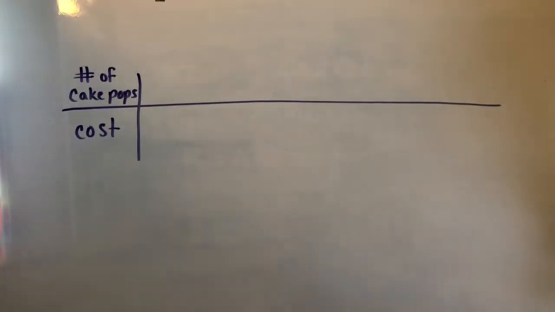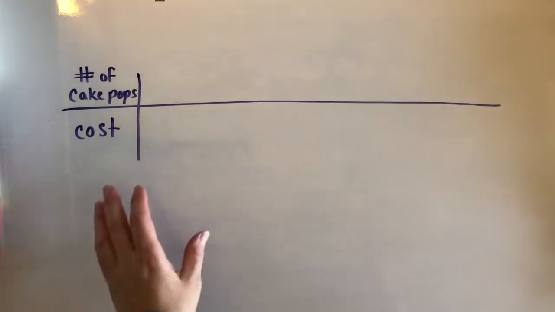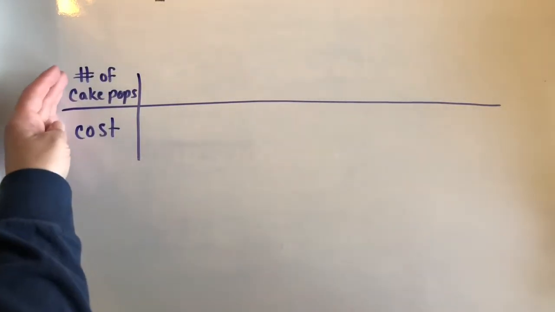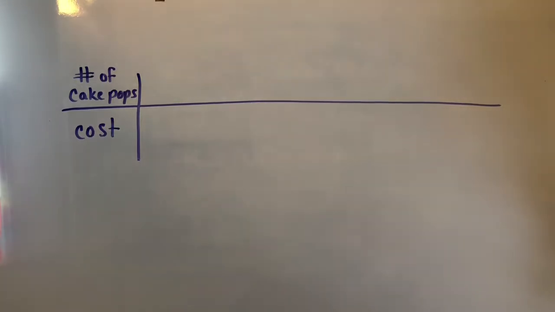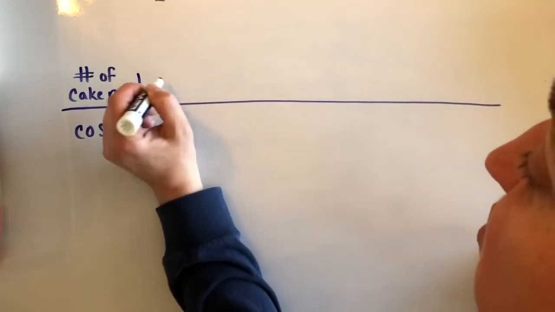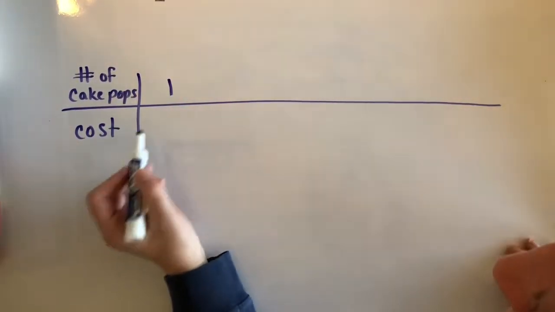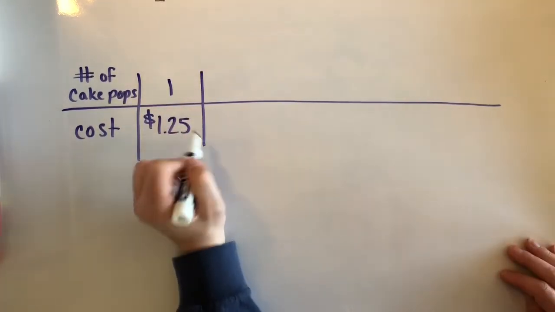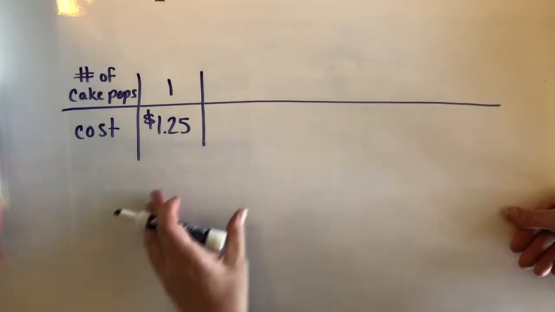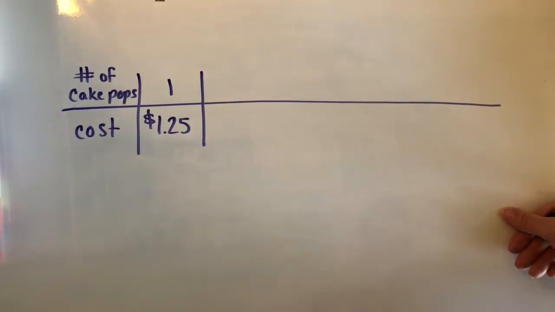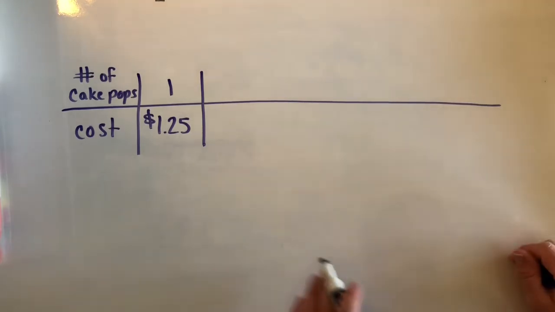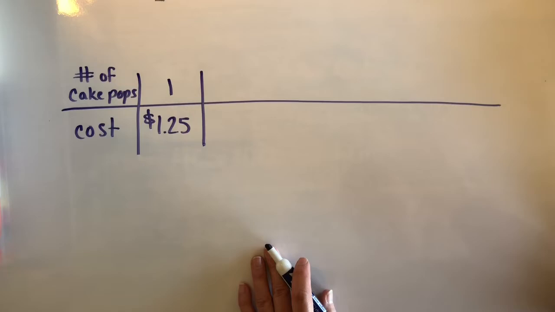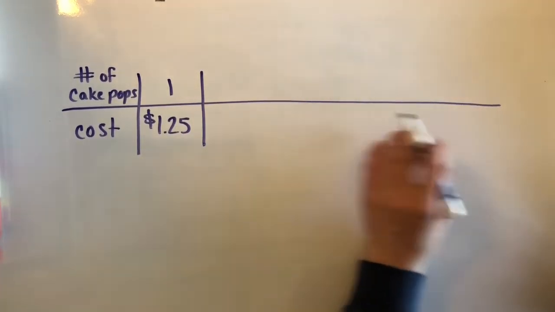All right, in order to solve this problem, we're going to be making a ratio table, and we're going to be extending it out. So the top part is going to be the number of cake pops. The bottom is going to be the cost. So the first thing we know is that if we have one cake pop, the cost of it is $1.25. So we're just making this ratio table to figure out some estimated costs or things that we need to know. The question asked, she wants to make 36 of them. So we want to get to 36 here.